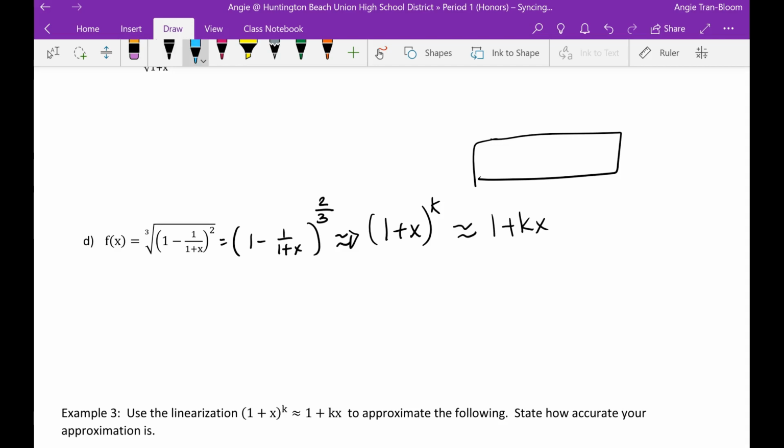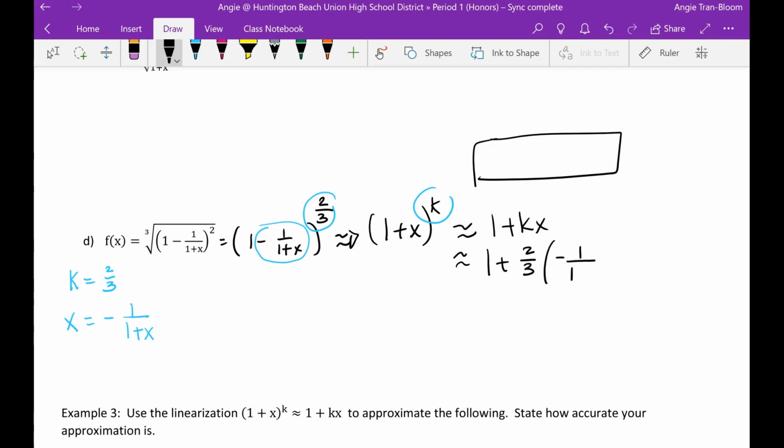So let's identify what k is. k is this power, so k is definitely 2/3. x is this whole chunk right here, so x is negative 1 over 1 plus x. All right, now let's plug it in. Linear approximation: 1 plus k, which is 2 over 3, times negative 1 over 1 plus x. Let's try to simplify this, make it into a line.